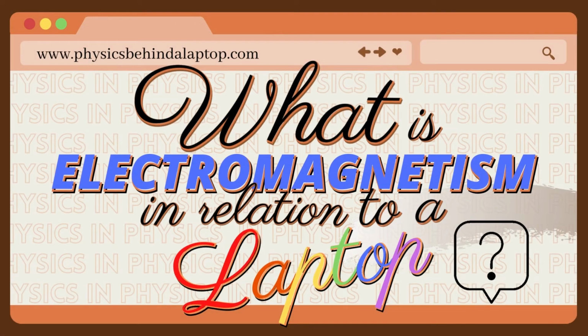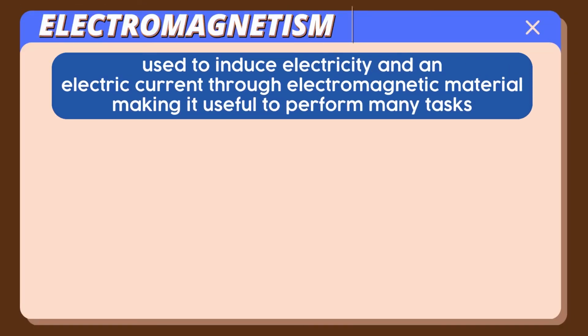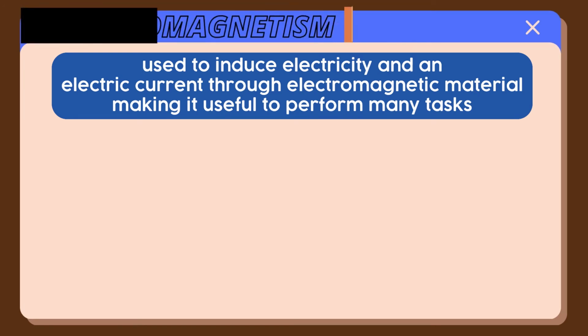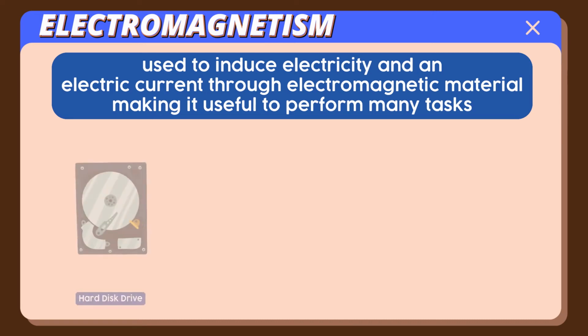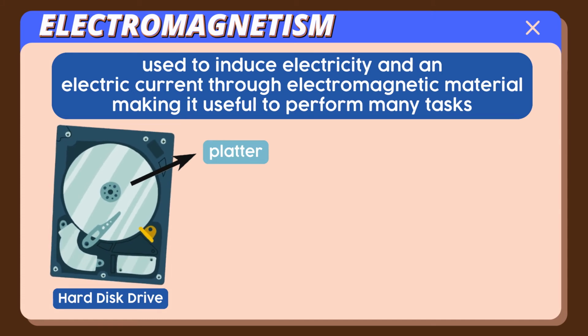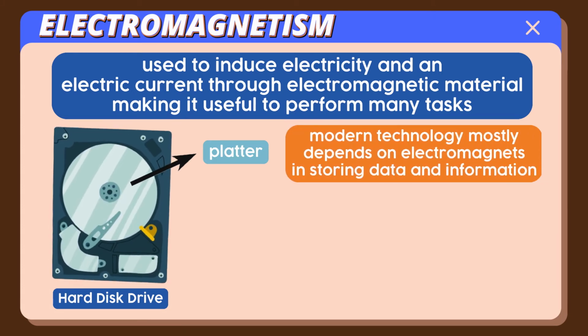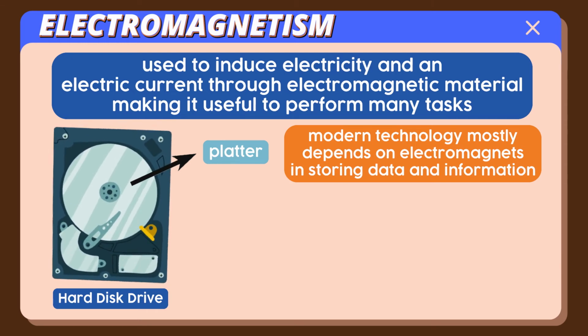Moving on, what is electromagnetism in relation to laptop computers? Electromagnetism is used to induce electricity and an electric current through electromagnetic material, making it useful to perform many tasks. With this, data is stored in hard disk drives of laptop computers and uses disks called platters to store information. Therefore, modern technology mostly depends on electromagnets in storing data and information.